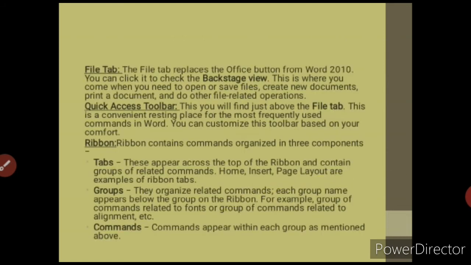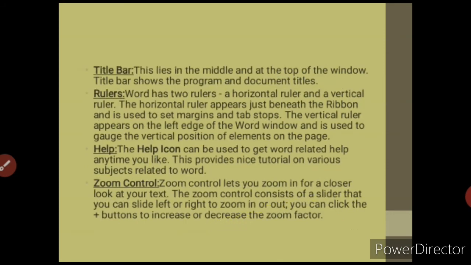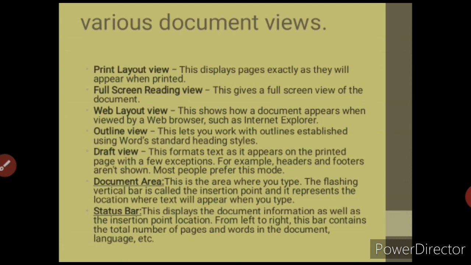Next, coming to the next point again: file tab, quick access toolbar, the ribbon, tabs and groups, commands, the title bar, the ruler, the help, zoom control option. These are all the basic options of your element box, right?